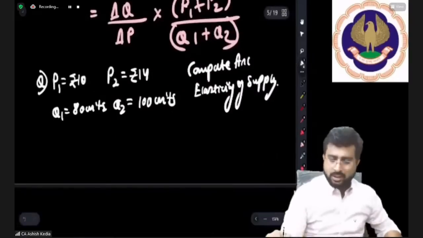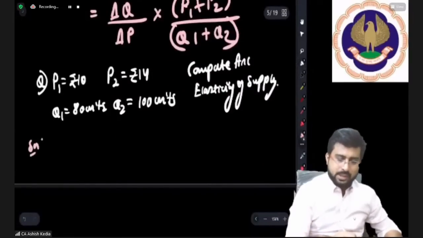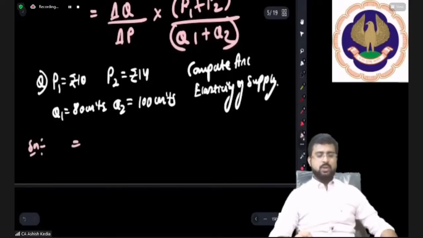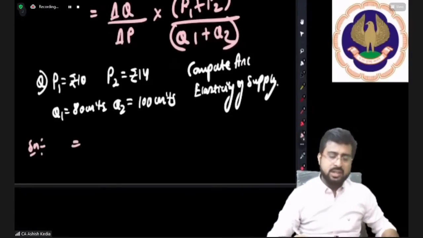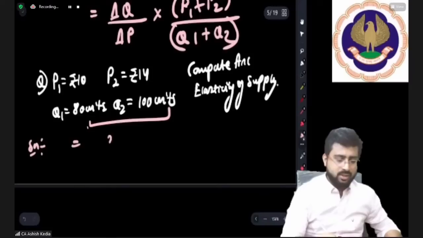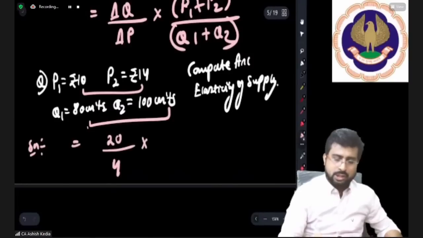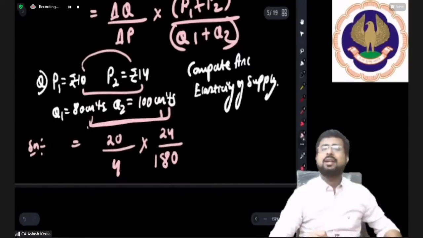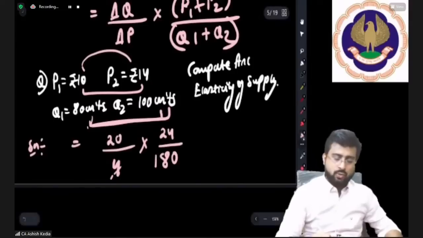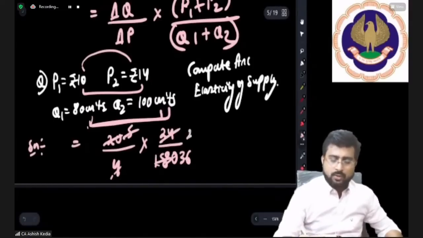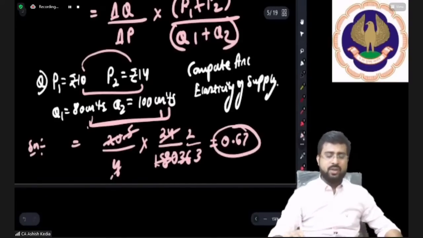Okay, so yes, you all are absolutely correct. We know that the change in quantity is taking place by 20 units, correct? And the change in price is taking place by 4 units, into the sum of prices, which is 24, by the sum of quantity, which is 180. Okay, we know this. So 4 5s are 20, 5 36s are 180, 12 2s are 24, 12 3s are 36. So 0.67 is the value of elasticity of supply.